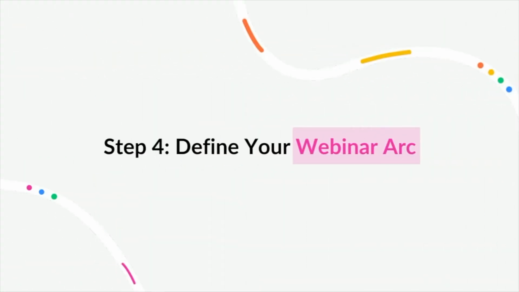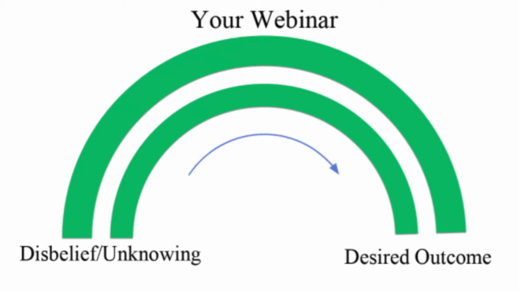Step 4 is to define your webinar arc. You are probably asking yourself, what the heck is a webinar arc? And it's actually very simple. Webinar arc is essentially a way to demonstrate how you are taking your audience from one part of their journey, just like where they're currently at, or a problem that they're currently facing. And then the arc demonstrates your webinar, and what it links to is their desired outcome.